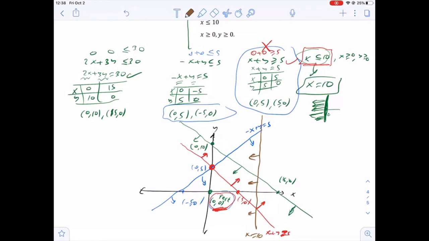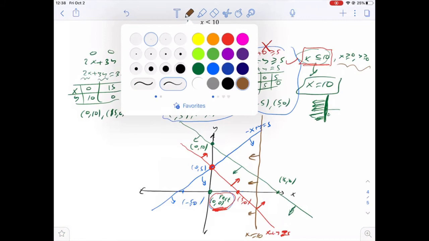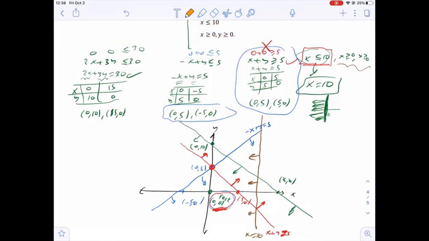And then we have the usual non-negativity conditions. X is greater than or equal to 0, and that is to the right of the y-axis, and y is greater than or equal to 0, above the x-axis.